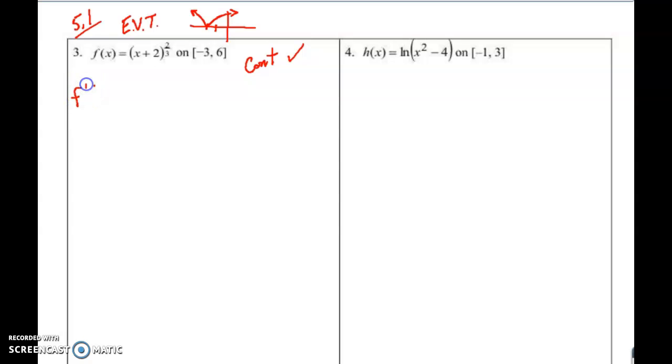So let's start with the derivative. Once we establish that it's continuous, bring the 2/3 in front, doing the chain rule, to the negative 1/3 power, because 2/3 minus 1 is negative 1/3. And then the derivative of the inside is just 1. If you wanted to write down times 1, that's fine, except times 1 does not change any values. It might be worth your while to point out, though, that this is 2 over 3 cube root of x plus 2.